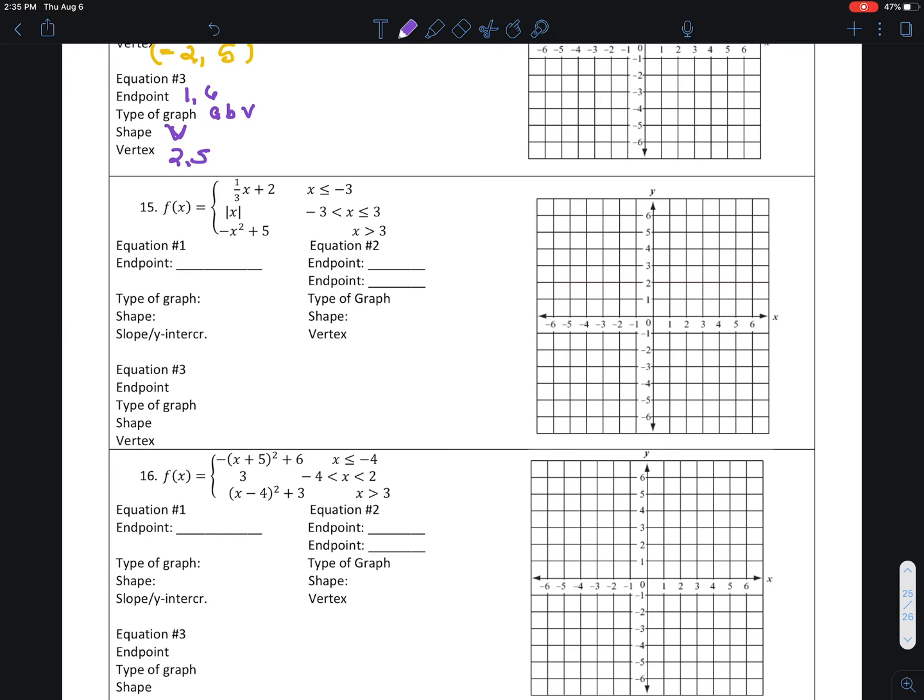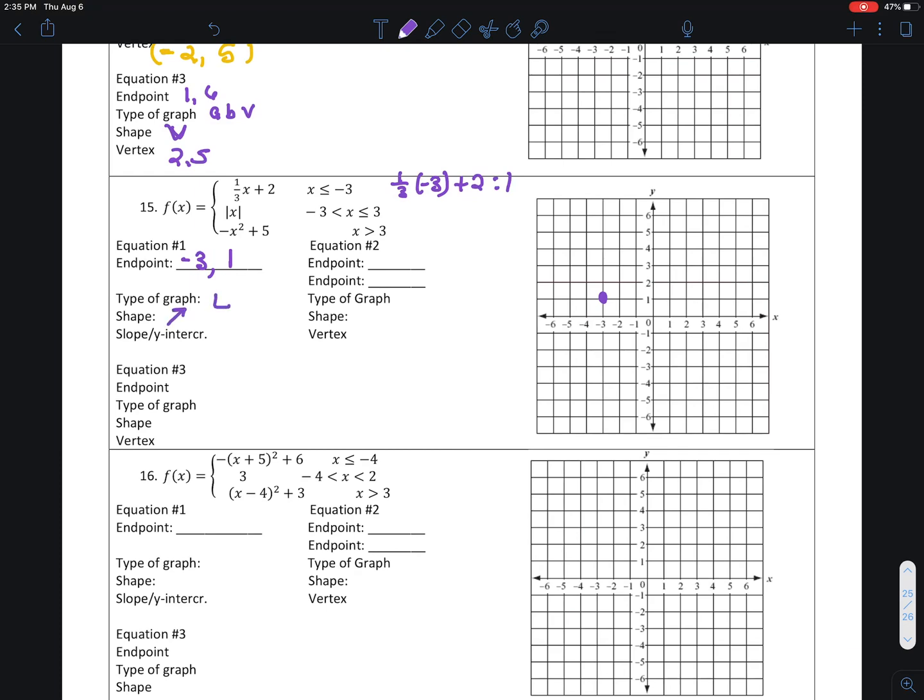Okay? All righty, so we have a linear function, and we're going to start at -3, so it's less than or equal to -3. So we put in our endpoint, so we have 1/3 times -3 plus 2. So 1/3 of -3 is -1, plus 2 is 1. So my endpoint starts at -3, 1. So I'm going to start at -3, 1, and I'm going to have a closed circle there.